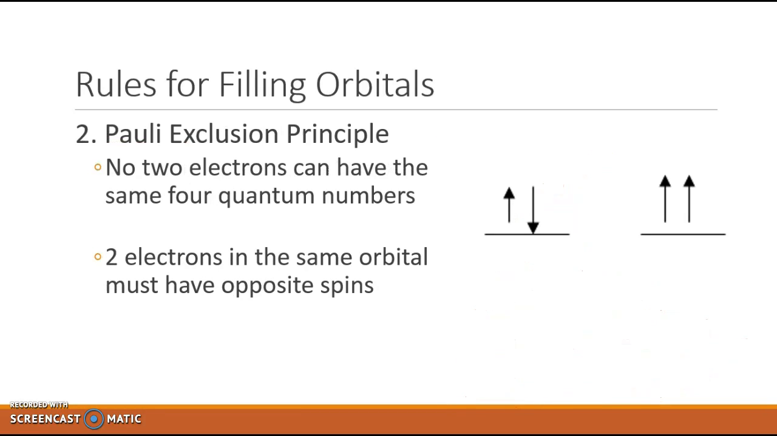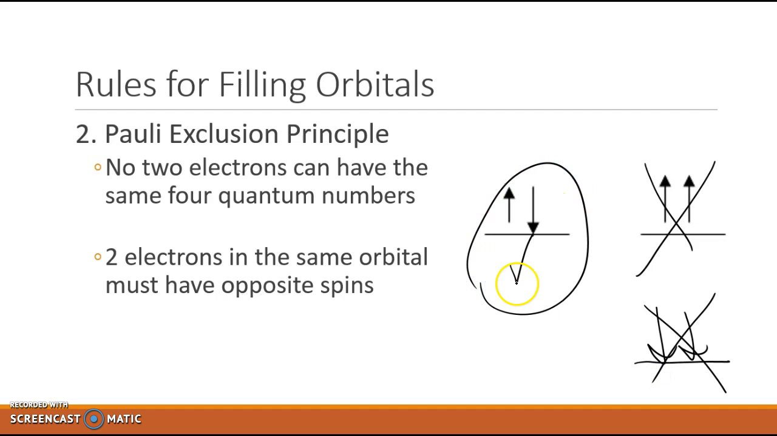The second one, the Pauli exclusion principle, says that no 2 electrons can have the same 4 quantum numbers. The 2 electrons in the same orbital must have opposite spins. It's kind of like the bottom line. Looking at this here, this one right here is good. You'll see that you've got one up, one down in the same orbital. This is not okay because they're both going up, so it would have the same spin. This also would not be okay because they both are going down. So whenever we fill orbitals, we have to have one up, one down in each orbital.